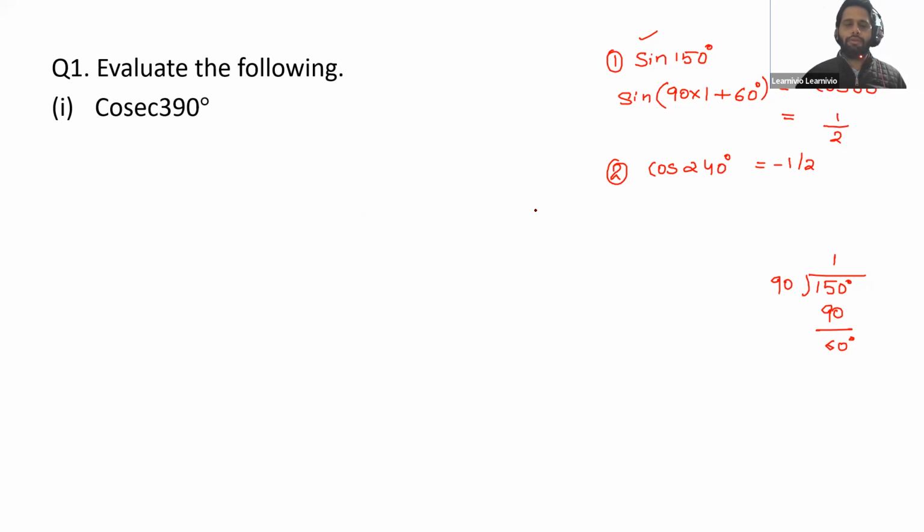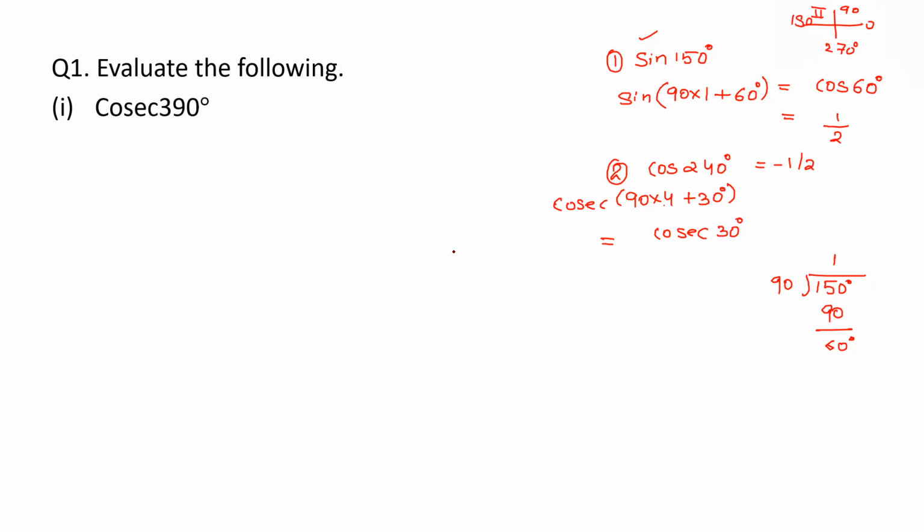Okay. First of all, we will write like this: cosec 90 into 4 plus 30. Please check your solution. This okay? Yes, sir. Now this is an even number, so cosec remains as it is. You will get cosec 30. This correct? Yes, sir. I'm finding difficulty in the quadrant and in finding this value, cosec 30.